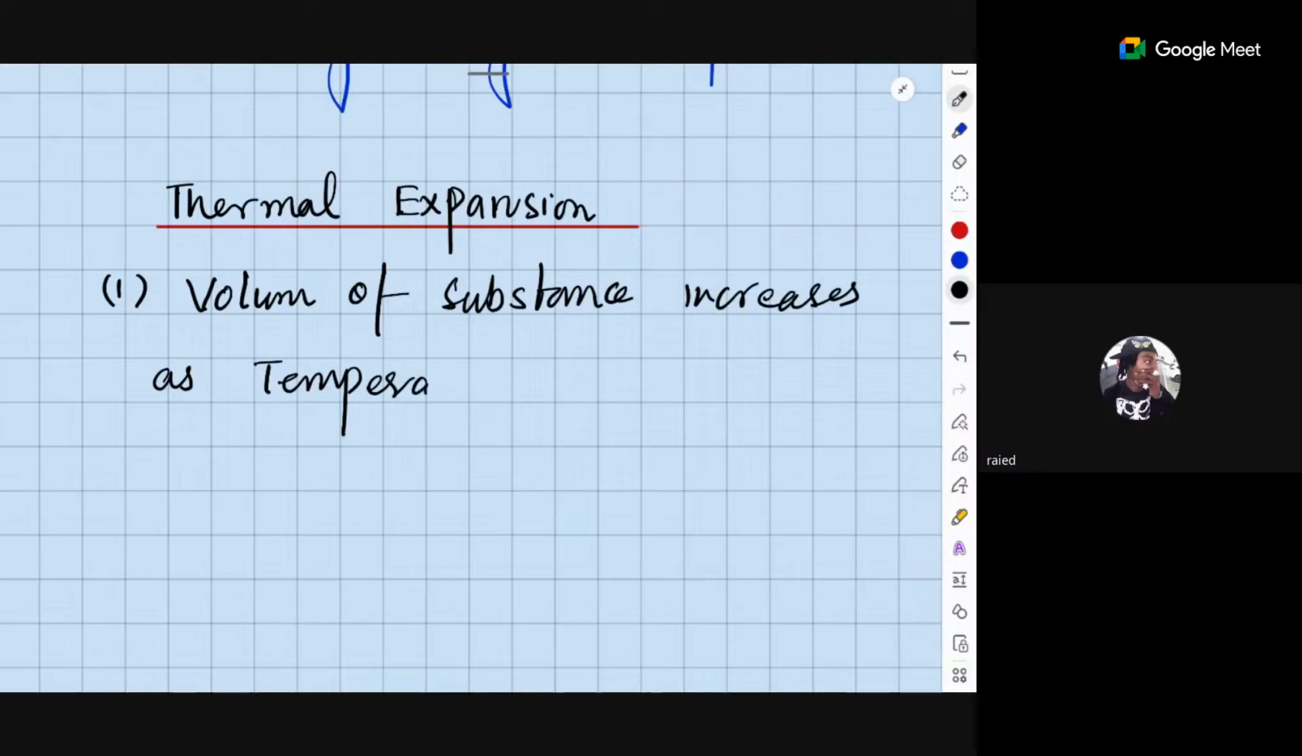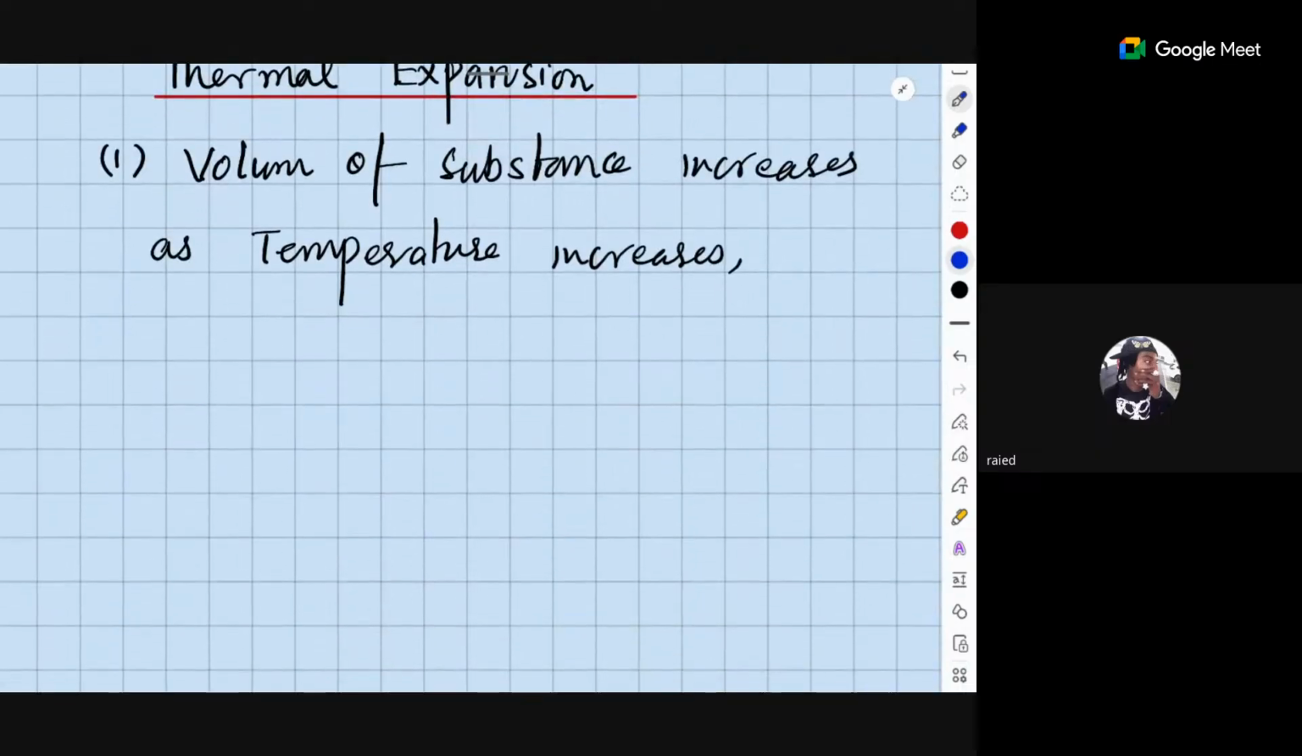What is the reason behind that? There are three types of substances, basically matter, sorry, solid, liquid, and gases. So if we think that the temperature change is only in solids, or in liquids, or in gases, it is not true. But in all these, the volume increases as the temperature increases due to different reasons, right?